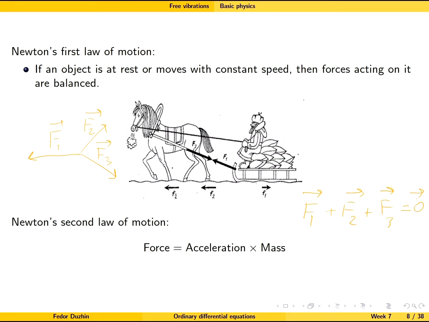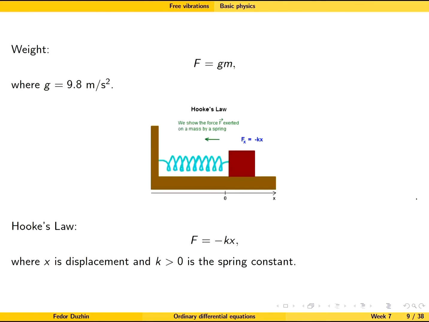The second law of motion that we are going to need is that the force equals acceleration times mass. Well, strictly speaking, acceleration equals force divided by mass. So the force is given, and then we can figure out the acceleration. That's one example of that law: the weight is the acceleration due to gravity times mass.